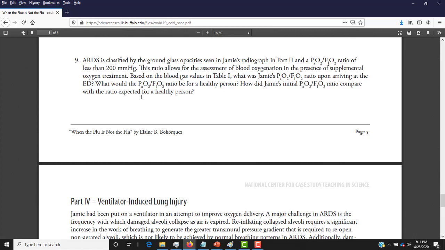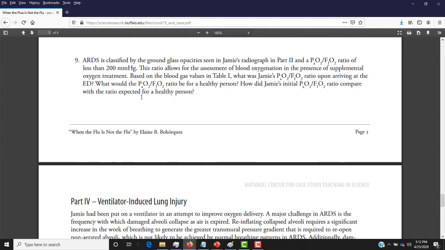So there are multiple questions here. The first one, based on the blood gas values in table 1, what was Jamie's PaO2 to FiO2 ratio upon arriving at the emergency department? And the second question is, what would that ratio be for a regular healthy person?